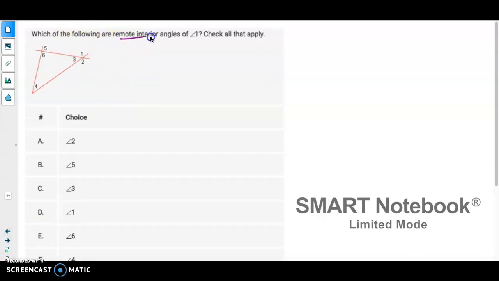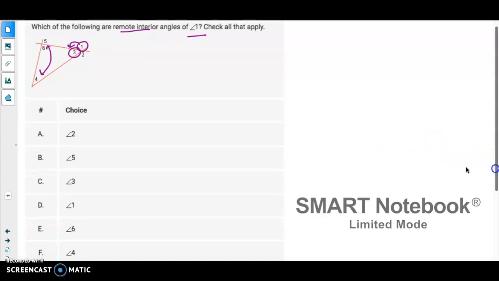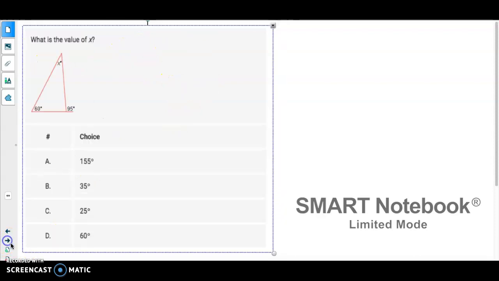Which of the following are remote interiors of angle 1? So which ones here would be remote interiors of angle 1? So angle 1 is attached to 3. Okay, which means that leaves 6 and 4 as our remote interior angles. So 6 and 4 are going to be our remote interior because they're not attached to our exterior angle.